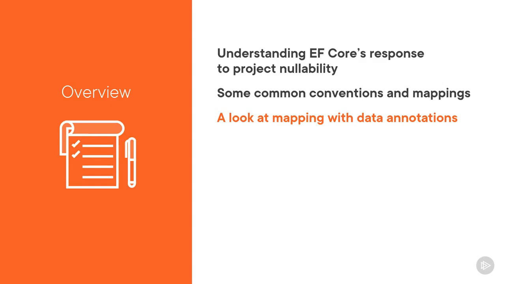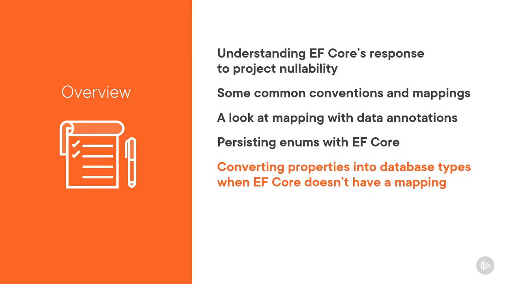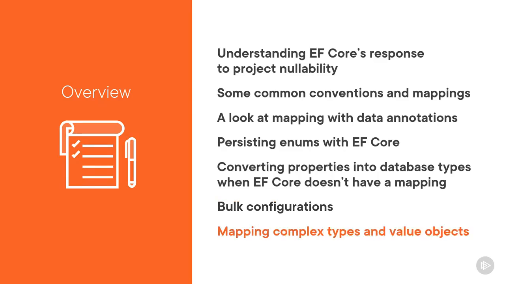Then I'll be sure you're familiar with a few specific scenarios that you might commonly need to address in your software, such as EF Core's support for enums, the ability to persist properties whose types don't have a direct correlation to database types for EF Core, how to apply configurations in bulk, in other words, configuring a type that might be used by properties across a number of your entities rather than just configuring one property at a time. And we'll also take a quick look at mapping complex types and value objects.